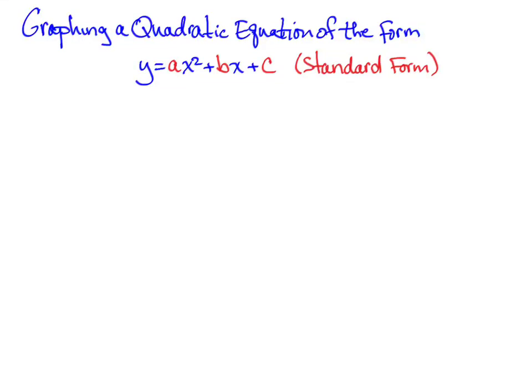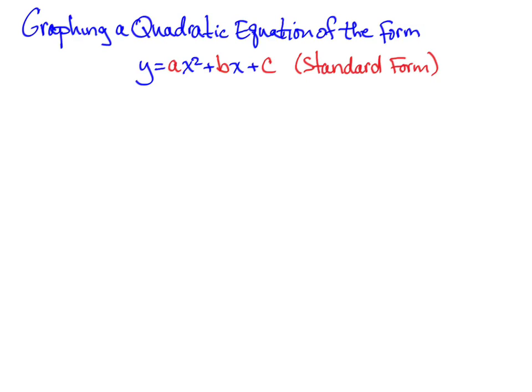Hi, in this video we're going to look at how to graph a quadratic equation in standard form. Remember, standard form is an equation that looks like this: y equals a times x squared plus b times x plus c, where a, b, and c are real numbers, and a is not 0, so the first term is an x squared with a number in front of it, a.